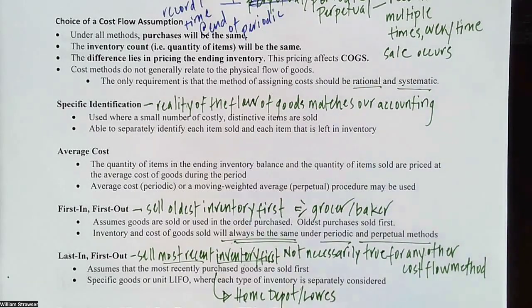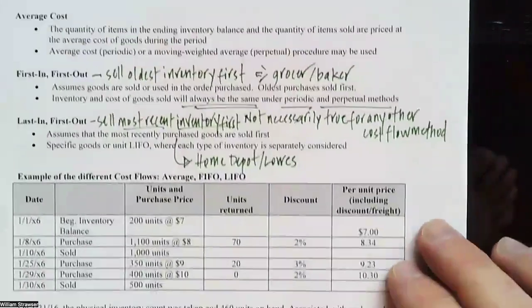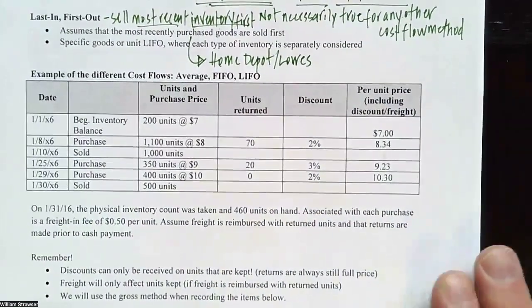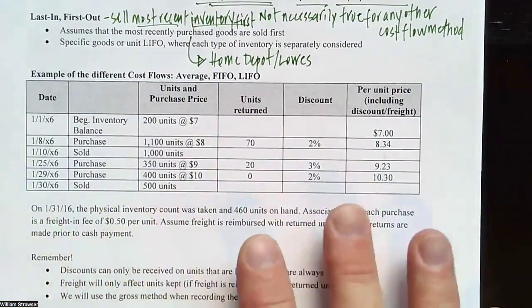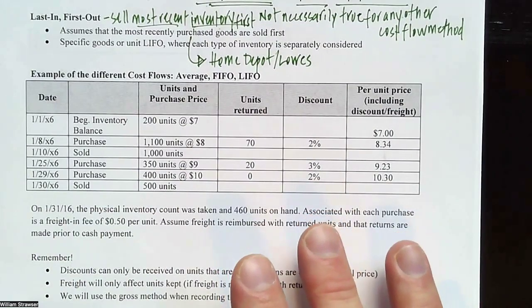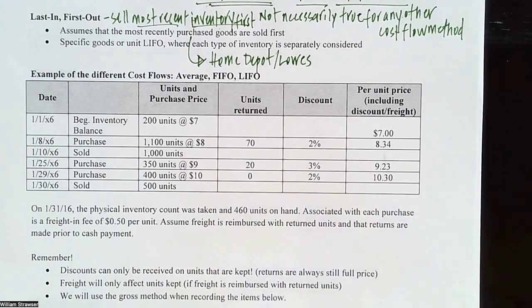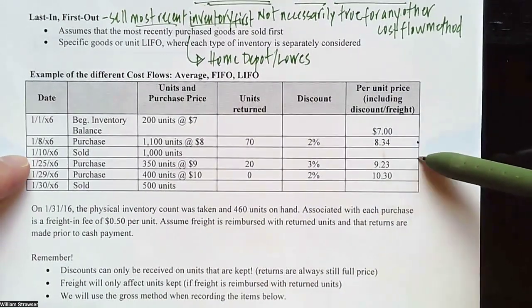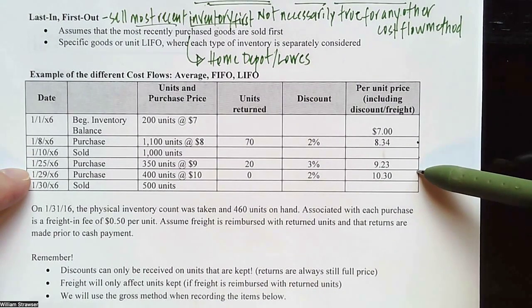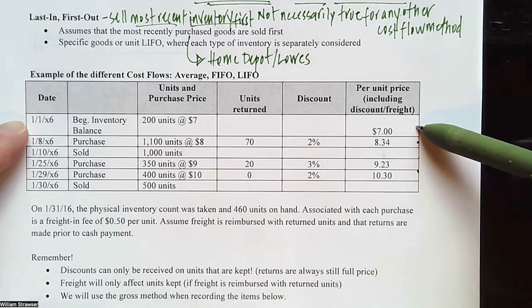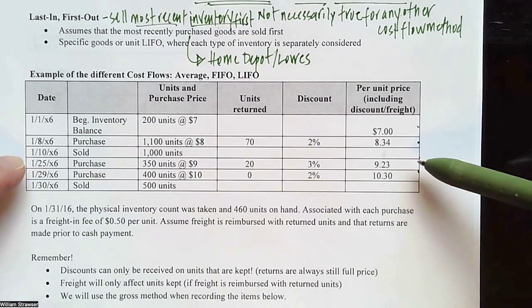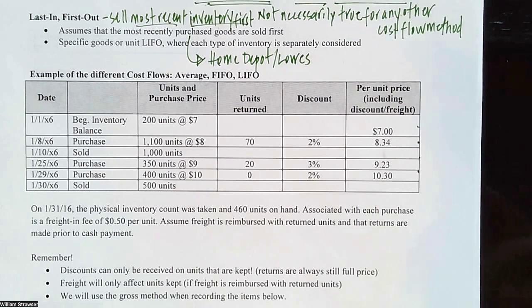All right, so now that we have an idea of the different cost flow methods, I want us to apply it to this table here. The table is just a purchase and sell log for a company over a month's time. During this period, they had three purchases, one on January 8th, one on January 25th, and one on January 29th. They had beginning inventory and two sales, one on January 10th and one on January 30th.